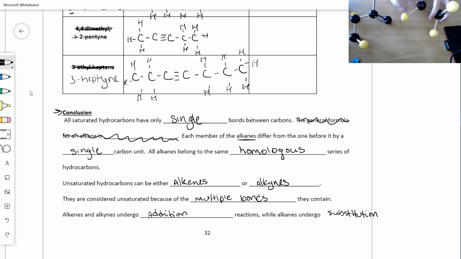If I go back to ethane, if I go back to this molecule, there are no open spaces. There's nowhere to put anything. So I would literally have to substitute something. I would have to take something off and then replace it. I wouldn't be able to add anything to it.